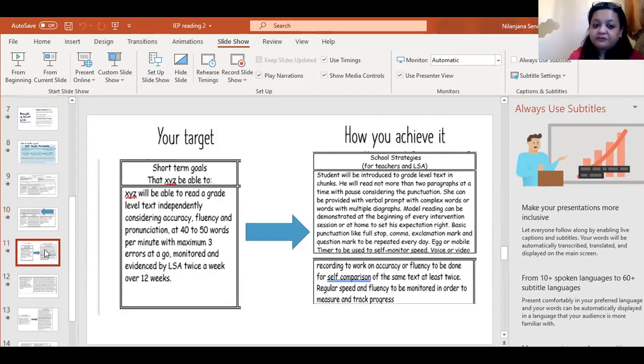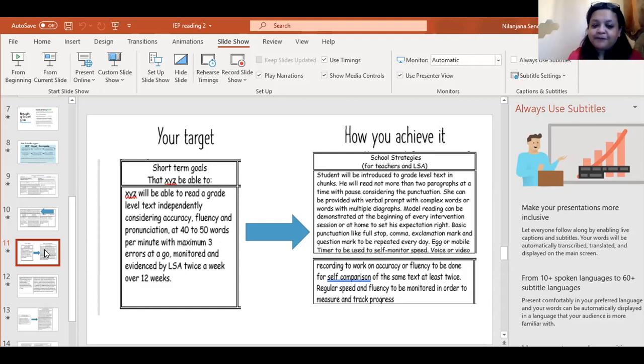Here, what we are doing is, we are able to read a grade level. Let's focus on the goal here. XYZ will be able to read a grade level text independently, considering accuracy, fluency, and pronunciation at 40 to 50 words per minute with maximum 3 errors at a go, monitored and evidenced by LSA twice a week over 12 weeks. I know a lot of information.